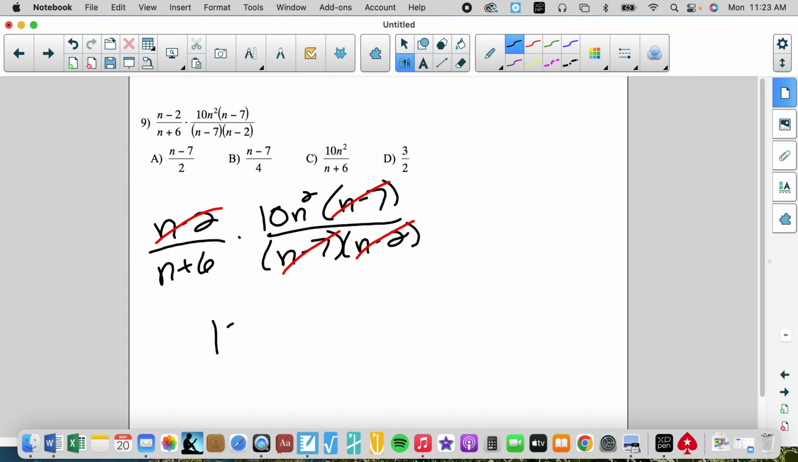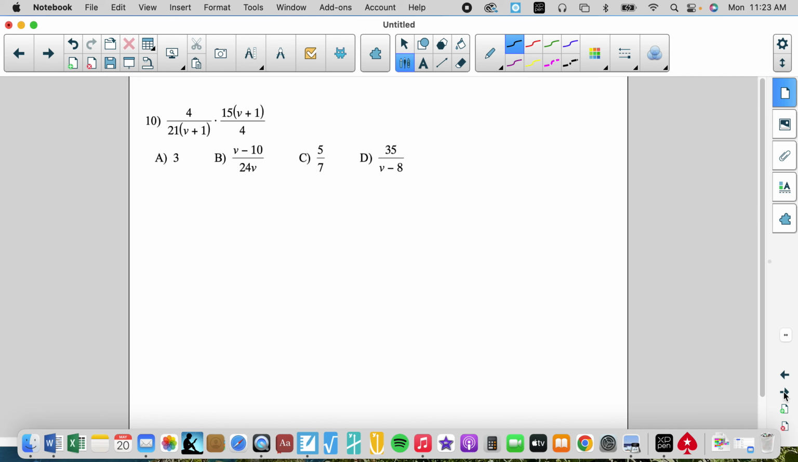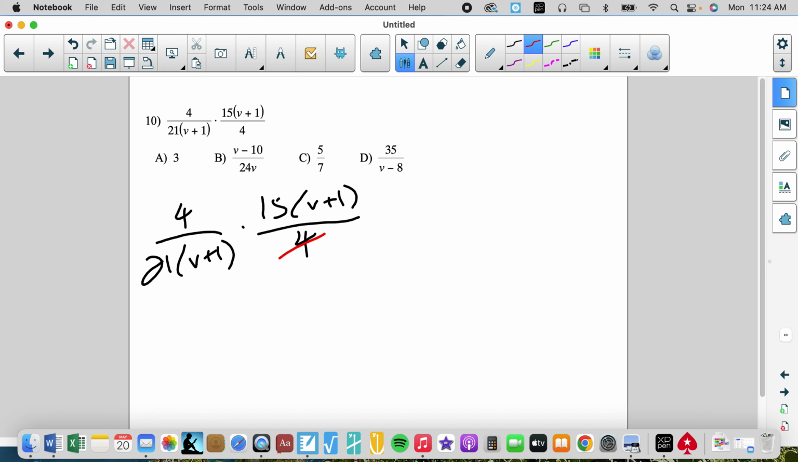And you're left with 10n squared over n plus 6. We cannot cancel this n in the denominator with the n in the numerator because the n in the denominator is adding to 6. So what is that? That would be c. Yep. That's how easy that one is. So again, these are being factored. So they've done the hard work for us. We don't have to turn it into multiplication. They've already done that. When it's given to you in multiplication already, it's somewhat easy.